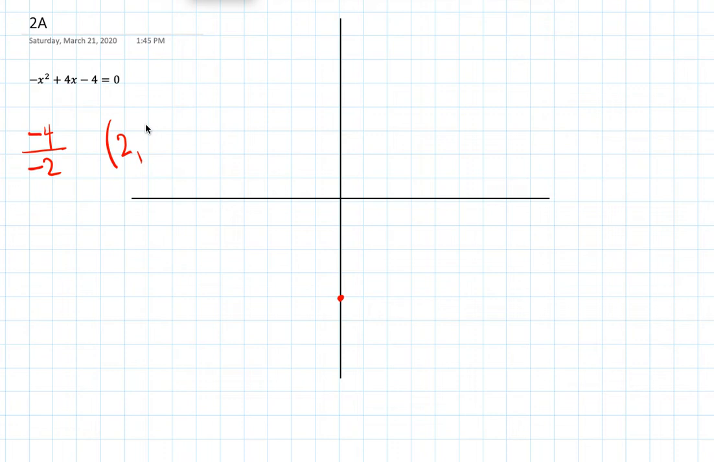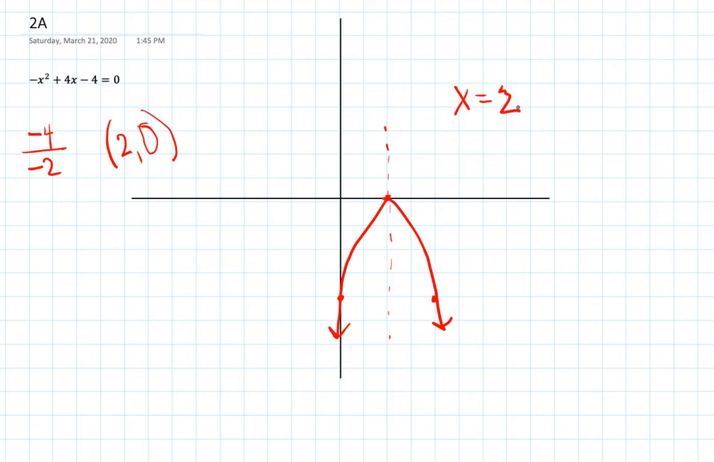If I plug it in, I have 2 squared is 4, negative in front, so -4 plus 8 minus 4, that actually gives us 0. So my vertex is going to be 2, 0. And I know it opens down, so I know this point is over here, and my graph kind of looks like this. Okay? So our answer is just going to be wherever it crosses the x-axis. Well, in this case, the vertex just touches it once, so we just have one answer. X equals 2.